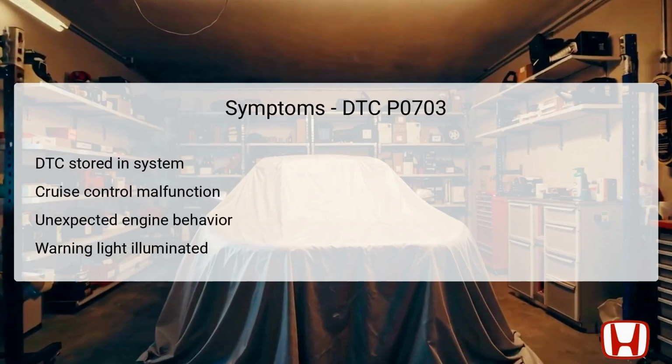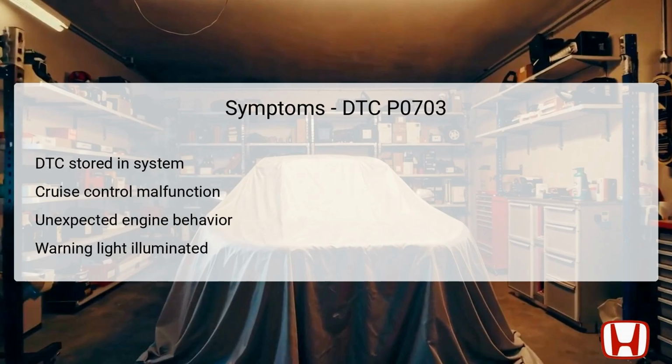When the DTC P0703 occurs, several symptoms can manifest, emphasizing the critical nature of this issue. A notable symptom is the storage of the DTC itself within the vehicle's onboard diagnostic system, indicating troubleshooting is required. Drivers may also notice malfunctions with the cruise control system, as it relies on accurate signals from the brake pedal switch to disengage when braking.